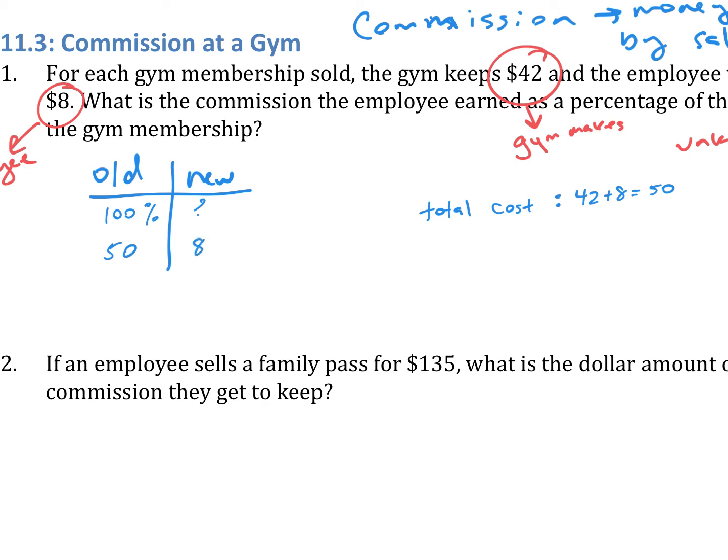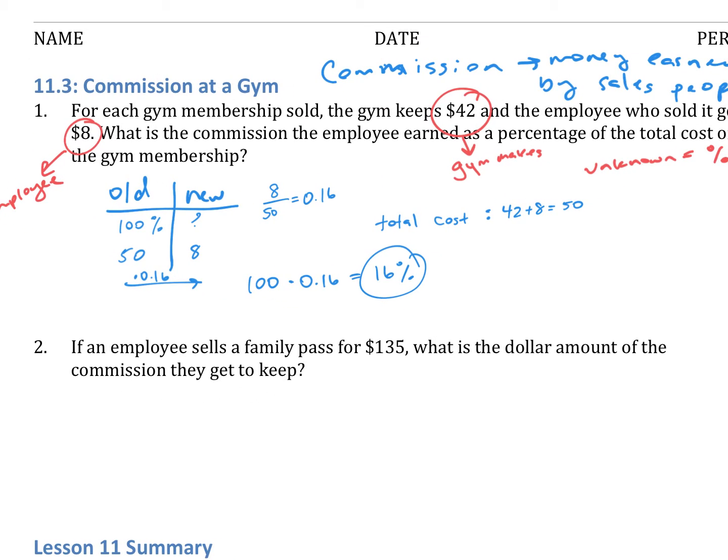So from here, what I'm going to do is try to figure out my constant of proportionality. I'm going to do y over x, which is 8 divided by 50, which is 0.16. So I know I am multiplying by 0.16. 100 times 0.16 is 16%. So that means the commission is 16%.